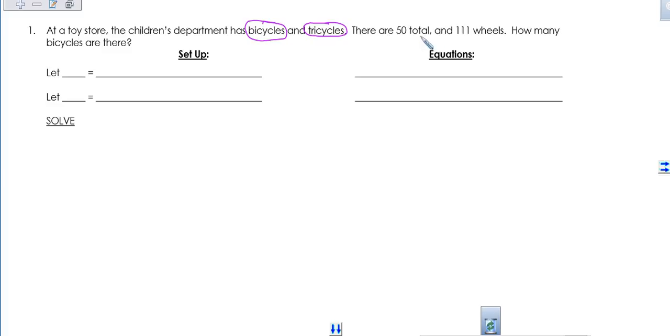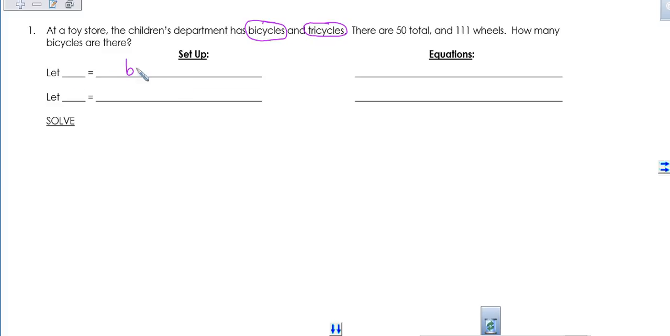So total means that there's, what are we talking about? We're talking about bicycles and tricycles. So it's kind of mentioned under the breath here about bicycles and tricycles. And there's 111 wheels. Okay, so this question doesn't give us as much straightforward information, so we'll have to go through and actually break down the question and think about what do we know about bicycles and tricycles. Okay, so our two objects are bicycles and tricycles.